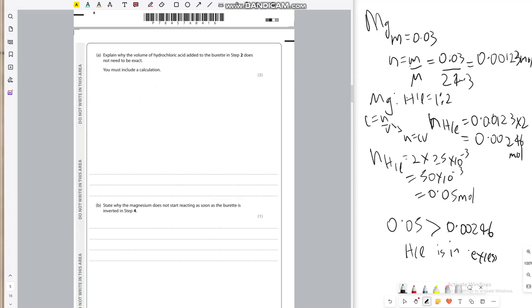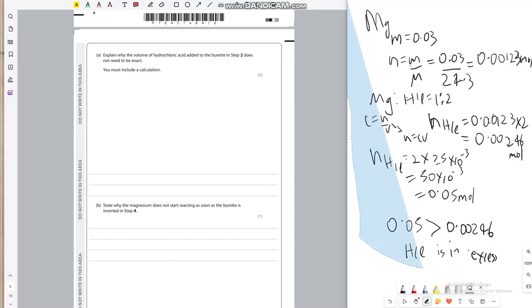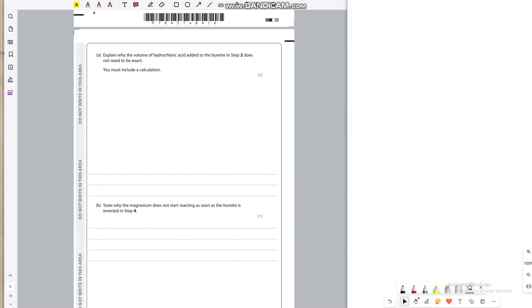State why magnesium does not start reacting as the burette is inverted in step 4. So we have to say now, as you saw in the diagram, it takes some time for the hydrochloric acid to react. First the hydrochloric acid has to fall down, and only afterwards will it react. So there is enough time for the hydrochloric acid to come down, so therefore it will not react immediately. Initially what is touching the magnesium strip is water. If you say that, you will get marks.